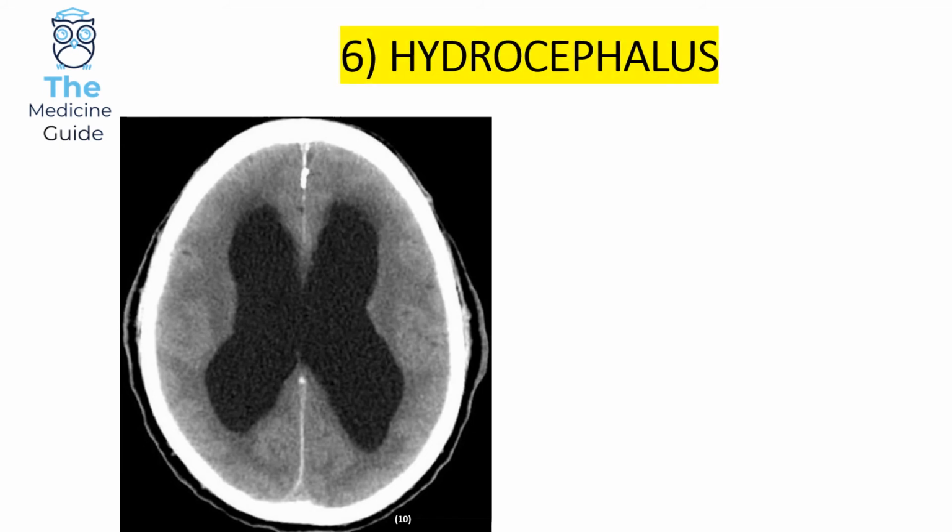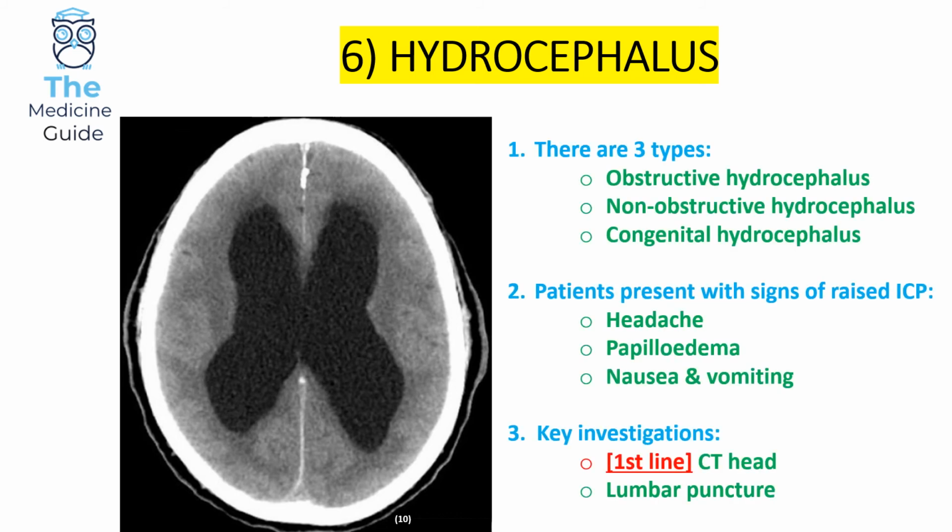A hydrocephalus presents on a CT head with enlarged or dilated ventricles. Now there are three types of hydrocephalus: an obstructive hydrocephalus, a non-obstructive hydrocephalus, or a congenital hydrocephalus. Patients who are suffering from a hydrocephalus will typically present with signs of raised intracranial pressure, such as a headache, papilledema, which is blurring of the optic disc on fundoscopy, and nausea and vomiting.